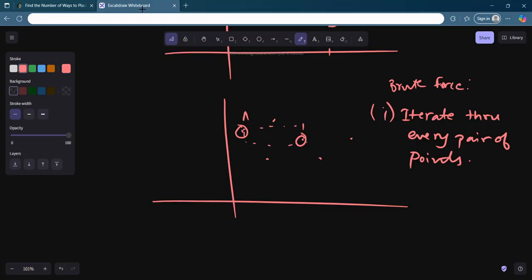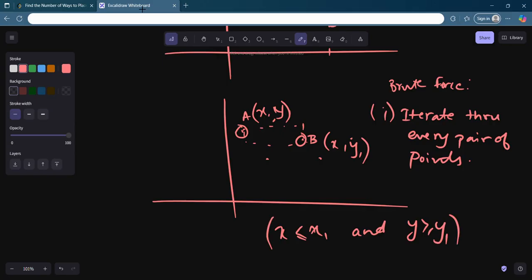Okay, is A to the upper left of B or not? You can easily verify that by comparing the coordinates. If this is x comma y and this is x1 comma y1, you can easily verify that x should be less than x1 and y should be greater than or equal to y1. If this is true, then you can say that A lies to the upper left of B.